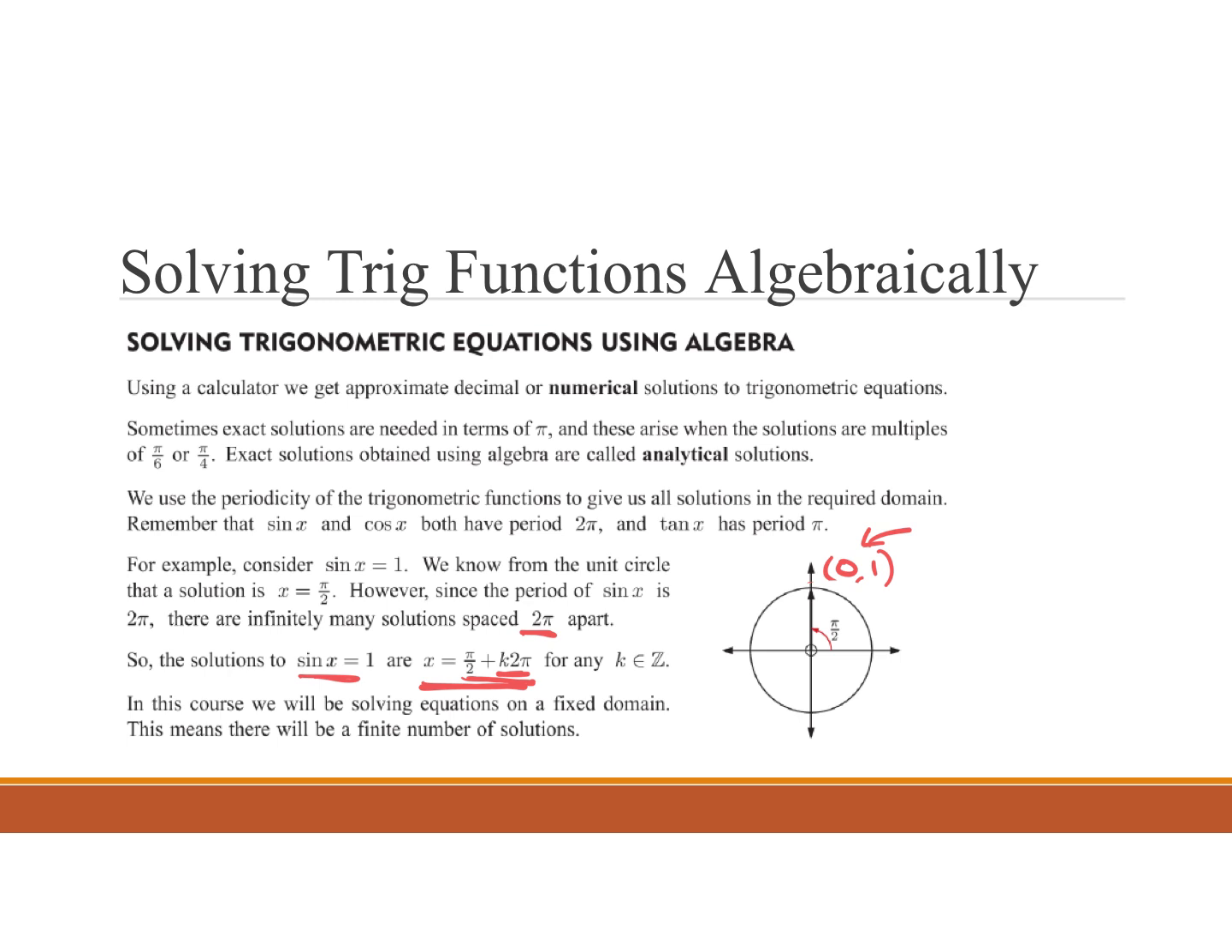So in this course, we'll be solving equations on a fixed domain. What that means is people will give you a domain, so it might be between 0 and 2 pi, 0 and 3 pi, or something totally different. And that means there'll be a finite number of solutions. So what I'd suggest writing down from this is probably just this bit here and just the diagram.